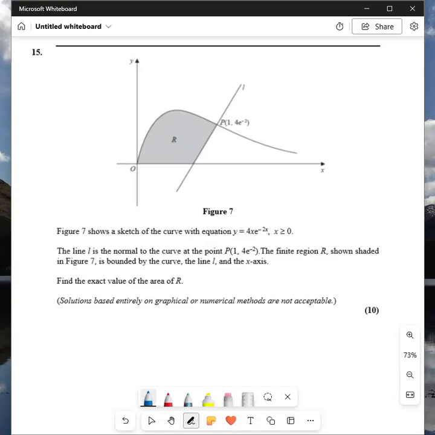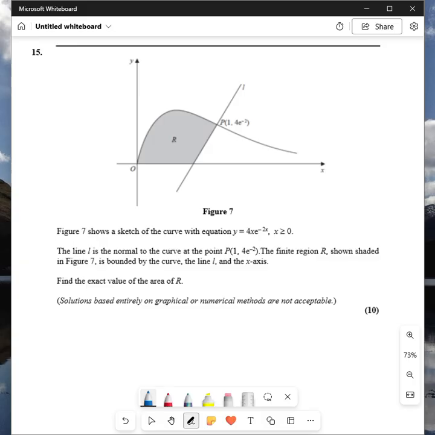So let's have a look at this question. It says figure 7 shows a sketch of a curve with equation y is equal to 4x e to the minus 2x. So we can see the curve on the diagram where x is greater than or equal to 0. Line L is normal to the curve at point P, 1, 4e to the minus 2. You can see the line, you can see that intersection point.